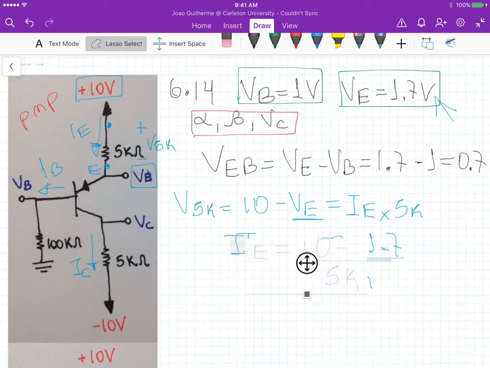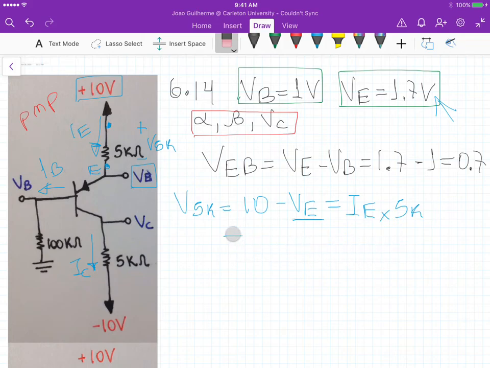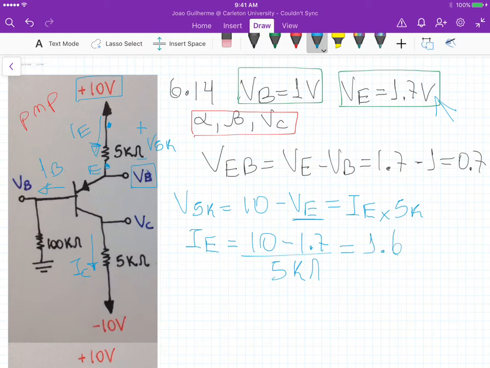Let me rewrite this here. IE equals 10 minus 1.7 divided by 5k, and that's equal to 1.66 milliamps. So that's the current at the emitter.